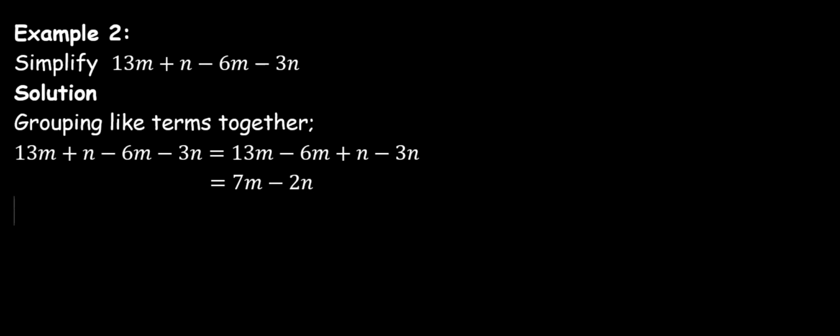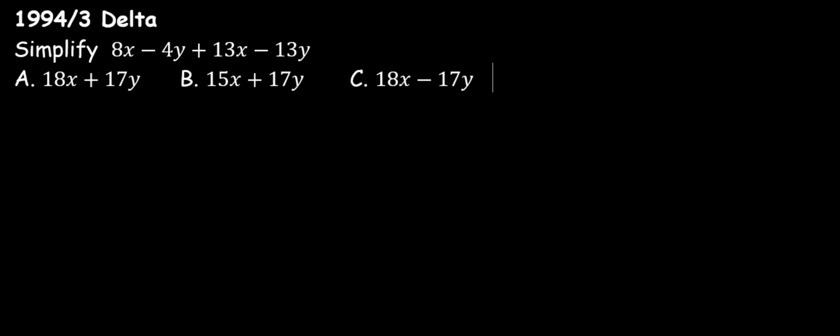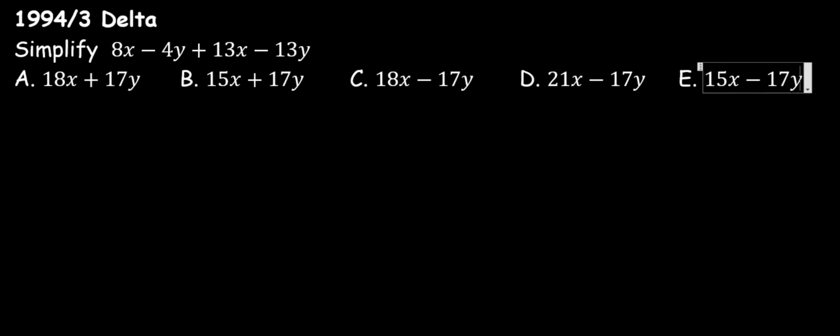We just subtracted in the case of m, and in the case of n, you have plus n minus 3n. So you'll be left with minus 2n. Another example. Simplify 8x minus 4y plus 13x minus 13y. The options are given. A. 18x plus 17y. B. 15x plus 17y. C. 18x minus 17y. D. 21x minus 17y. E. 15x minus 17y.